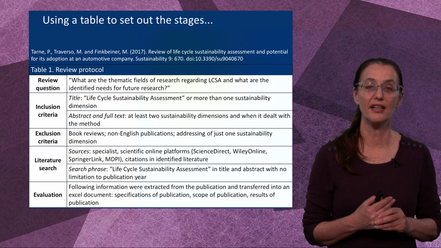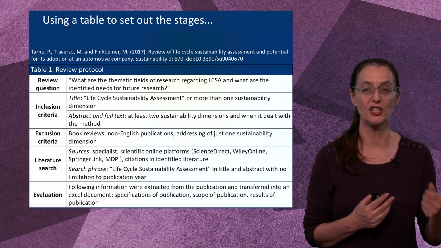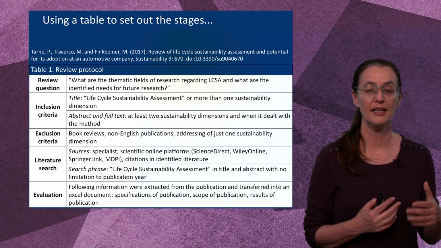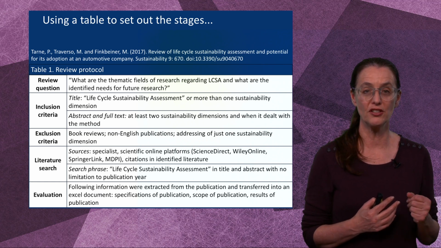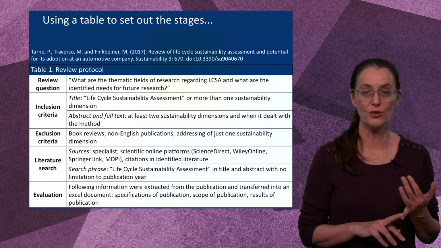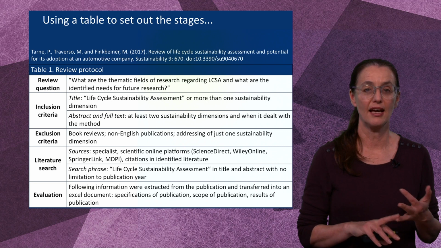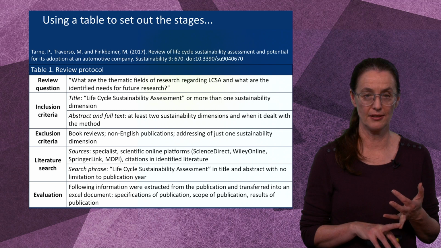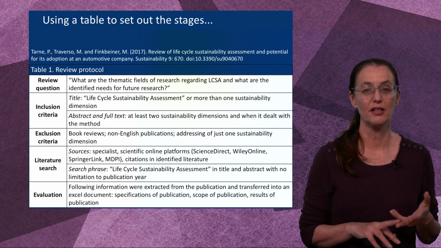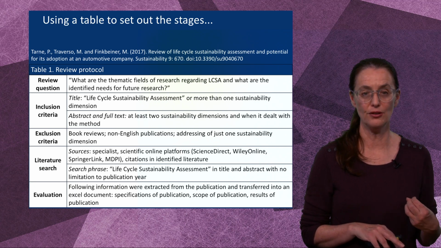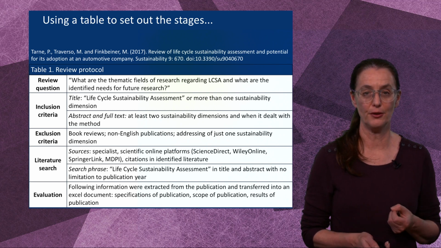Here's another example of how somebody has set out that keyword search, which databases, which keywords, and the criteria for inclusion and exclusion. And here they've said, okay, what's the review question? Then they've gone through the inclusion criteria. So title was one or more of sustainability dimensions, abstract and full text, at least 2 sustainable dimensions were included in it. Then they had exclusion criteria, book reviews, non-English publications, etc. Then they went through what was the literature they searched and what were the search phrases that they used, and then they talked about how they evaluated them.